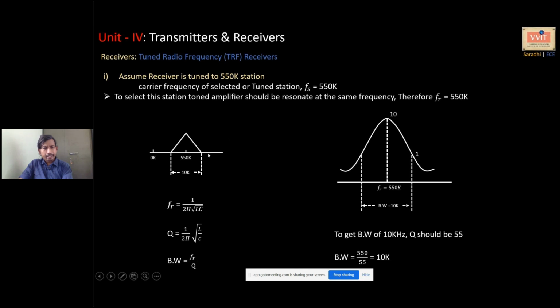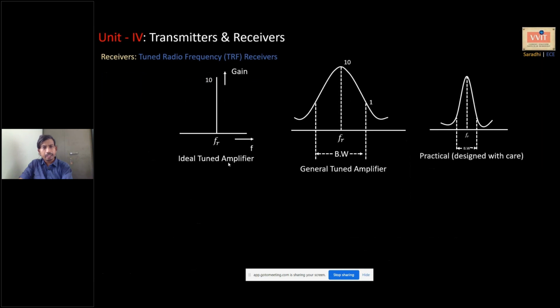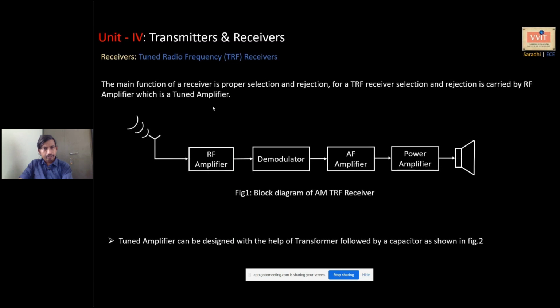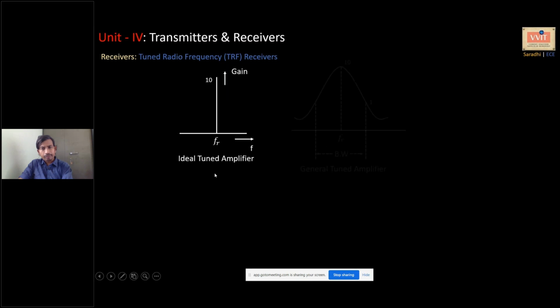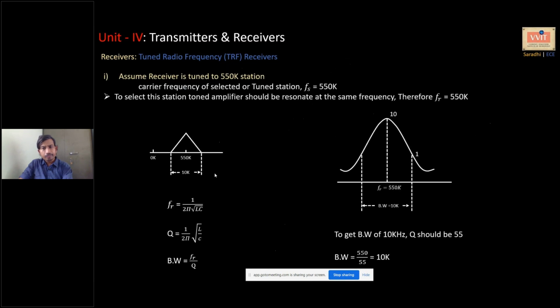So you need a tuned amplifier or RF amplifier at the very beginning of this receiver. This is a tuned amplifier, also called an RF amplifier. This RF amplifier is supposed to have a characteristic like this. It is supposed to pass the frequencies from 545 to 555, all the frequencies centered at 550 with a bandwidth of 10 kilohertz.